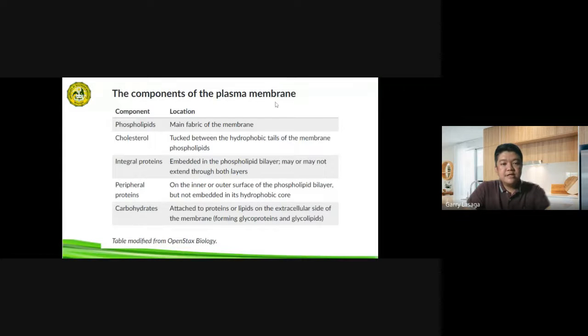So this is the summary of the different components of the plasma membrane. The main component is the phospholipid. We also have the cholesterol. We also have the integral proteins, peripheral proteins, and the carbohydrates.